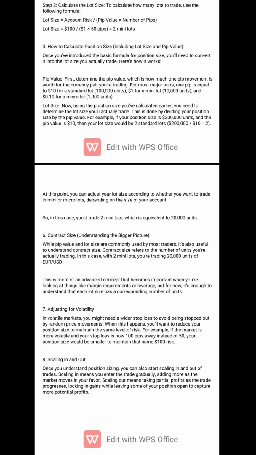So what is this? Scaling in and scaling out. Once you understand position sizing, you can also start scaling in and out of trades. Scaling in, there's another term for it, means pyramiding. Scaling in means you enter the trade gradually, adding more as the market moves in your favor. Scaling out means taking partial profits as the trade progresses, locking in gains while leaving some of your position open to capture more potential profit.